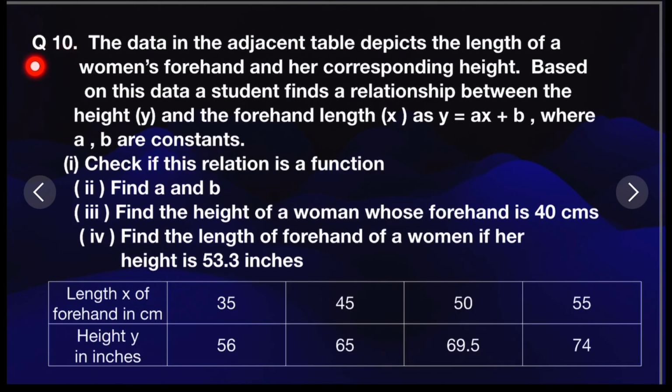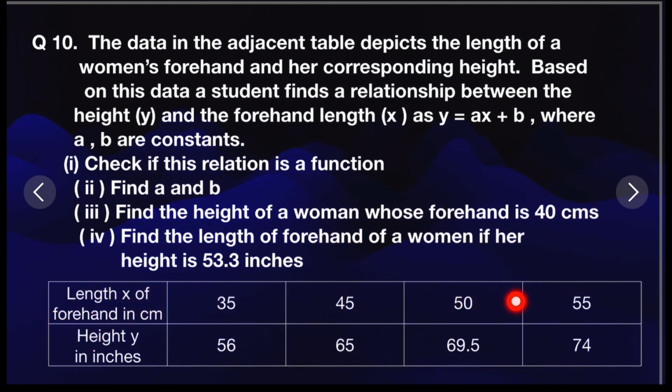answer. Question 10. The data in the adjacent table depicts the length of a woman's forearm and her corresponding height. Based on this data, a student finds a relation between the height y and the forearm length x as y is equal to ax plus b, where a and b are constants. Check if this relation is a function, find a and b, and find the height of the woman whose forearm is 40 cm. Okay, so this is the table.